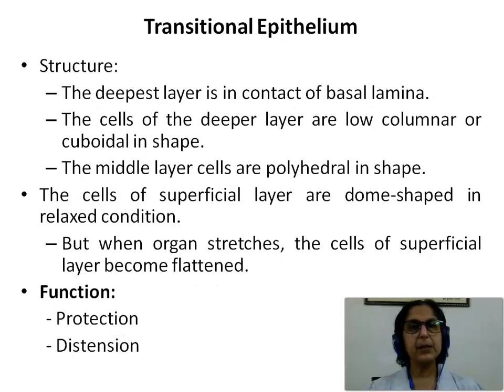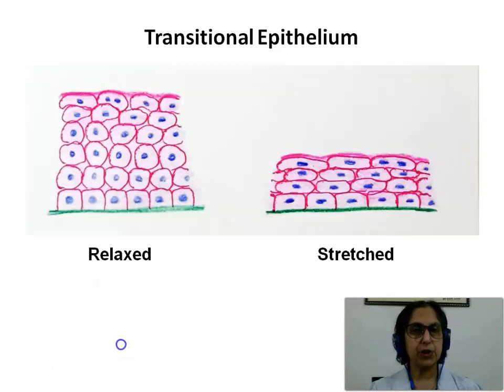The deepest layer is in contact with the basal lamina. The cells of the deeper layer are low columnar or cuboidal in shape. The middle layer cells are polyhedral in shape, and the cells of the superficial layer are dome-shaped in a relaxed condition. But when the organ stretches, the cells of the superficial layer become flattened. Function of this type of epithelium is protection and distension.